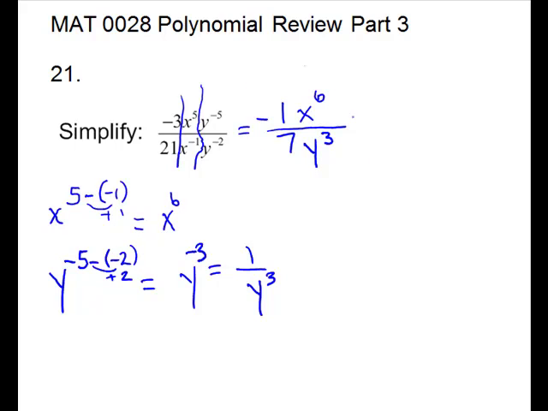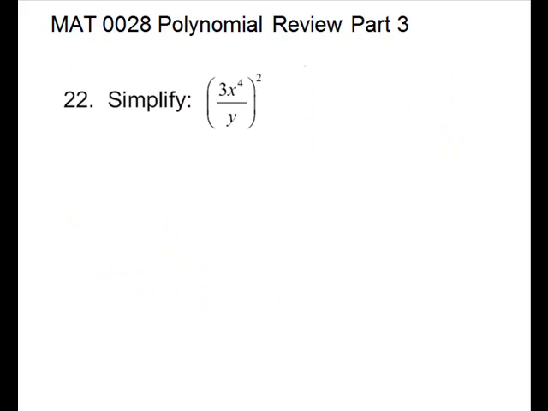And we could clean up a tiny bit more. 1 times anything gives you back itself. So 1 times x to the 6th gives us x to the 6th. It doesn't matter where you put that negative. Just make sure you have it there. Out in front or on the numerator are the most common, but you could have it anywhere.